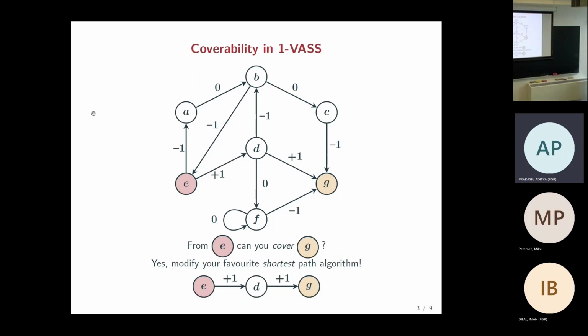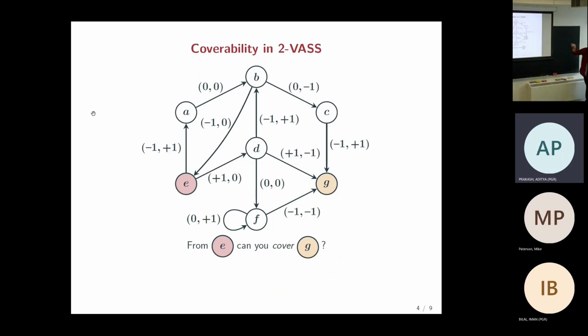So like I said, I'm going to make it more difficult. I'm going to increment to 2-VAS, have to squidge edges around and fill these labels on. Now each edge has 2 labels. They're both small. So the values are like vectors where each component can take value -1, 0, or +1. And I'm going to ask the same question, but component-wise, I need to remain non-negative as I go along.